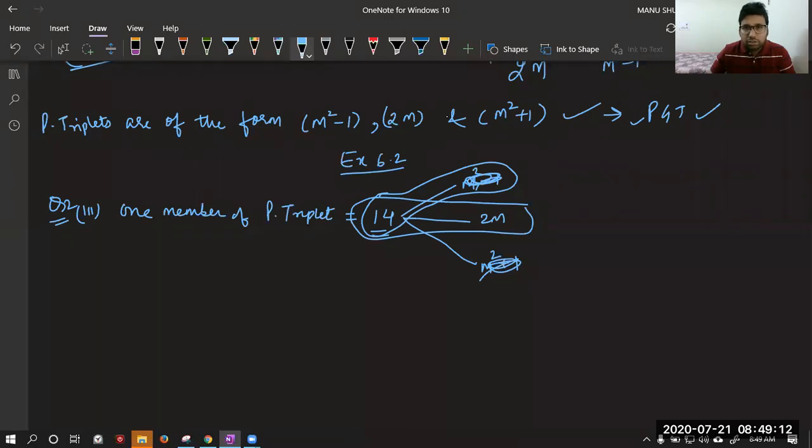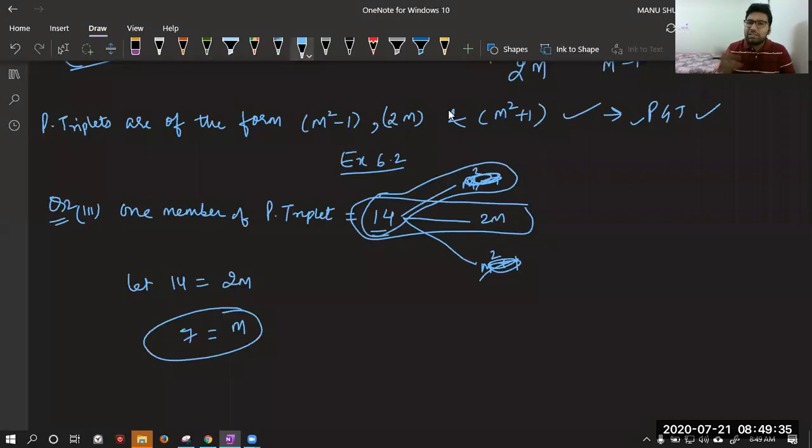Okay. Now let's see. Let 14 be equal to 2m. So all of you in one voice, what is the value of m? If 14 is 2m, what is the value of m? Very good. It is 14 upon 2, that is 7. So we have got the value of m. Can't we find the other two values? Very easy. Tell me the answer first.